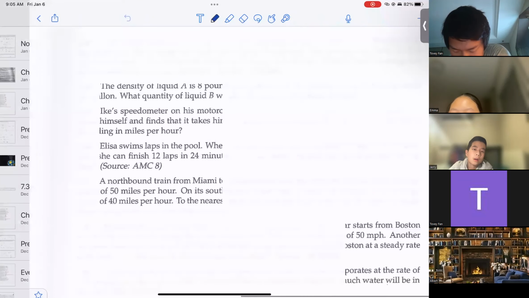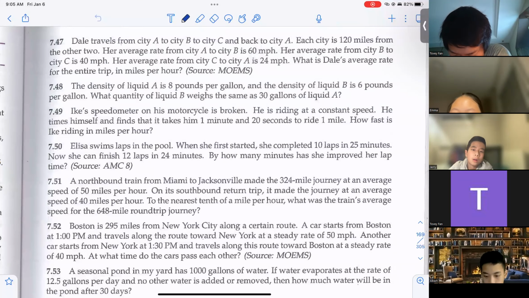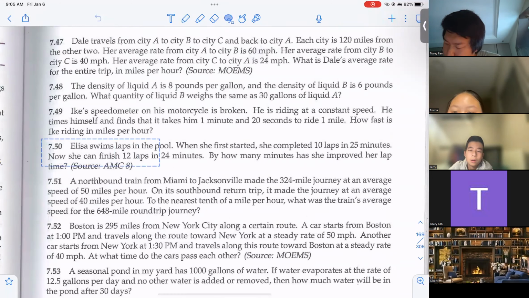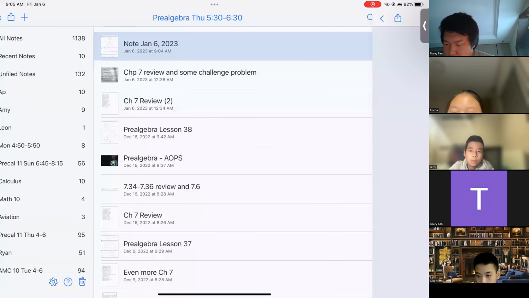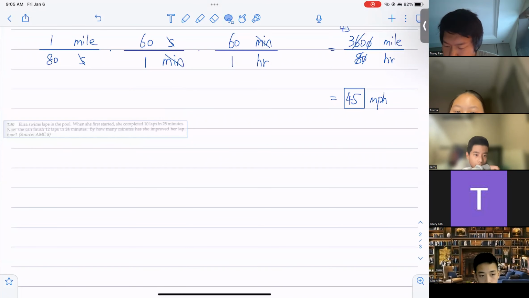If there's no question, I'm going to move on. Next question is 751 here. Seven fifty. Okay, 750 for Jerry. Yeah, 751 for Jerry and Emma.